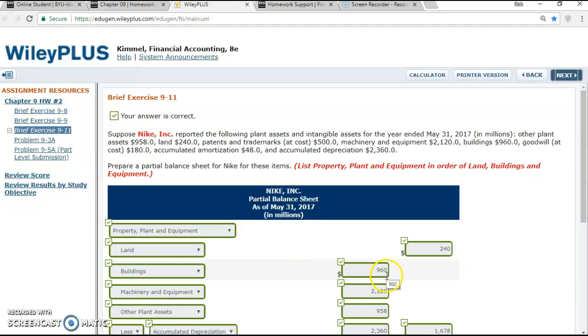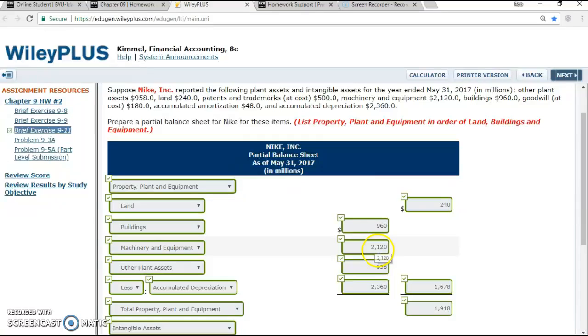And then buildings, 960. Machinery and equipment is 2,120. And then other plant assets, as you'll see up there, is 598. Now you add those three together, and then you subtract the accumulated depreciation, which is 2,360.